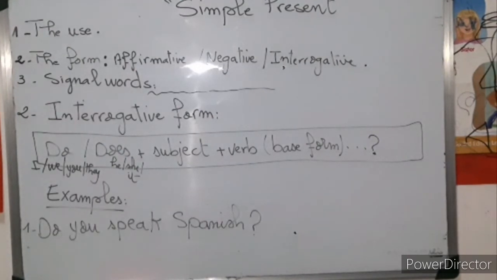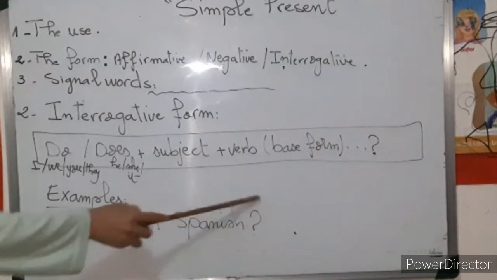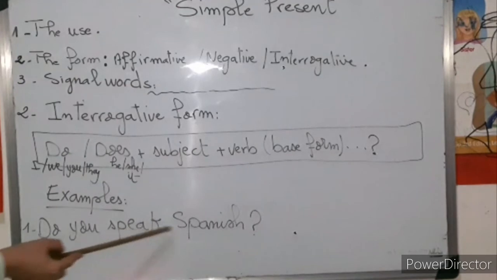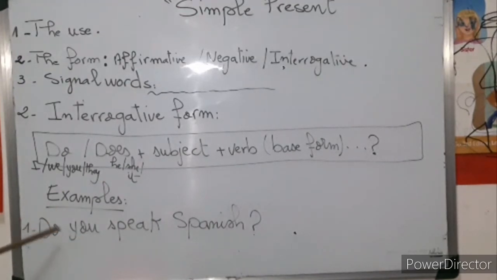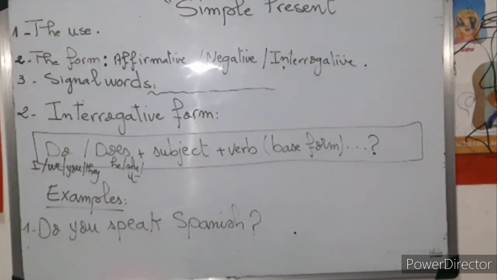So the first example is, do you speak Spanish? And don't forget the question mark because it's a question. Do you speak Spanish? Do we speak Spanish? Do they speak Spanish? So I invert the subject with the auxiliary. I start with the auxiliary plus the subject plus the verb in the base form, and I continue my sentence with an object or whatever. Yes? Let's see the second example.